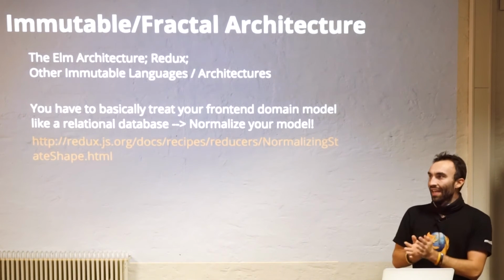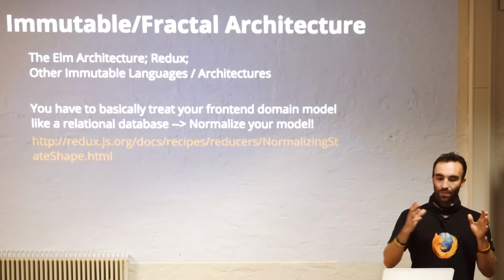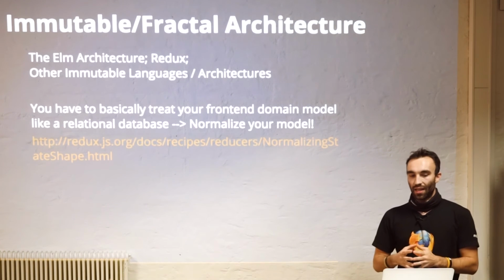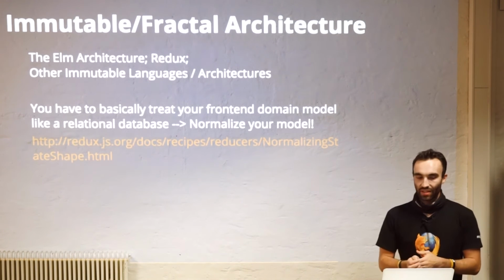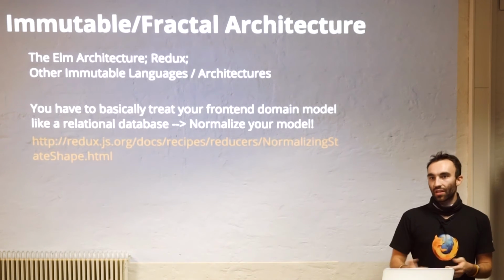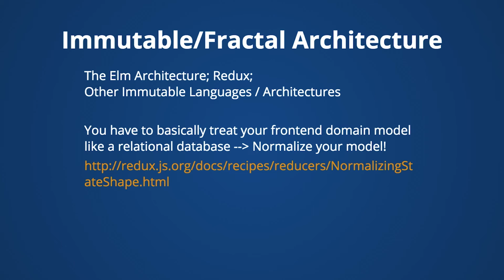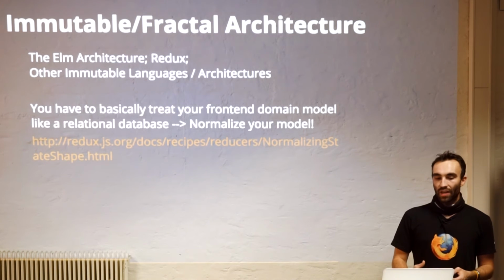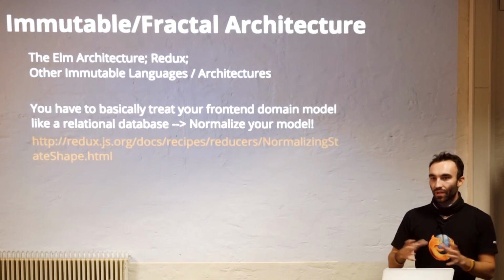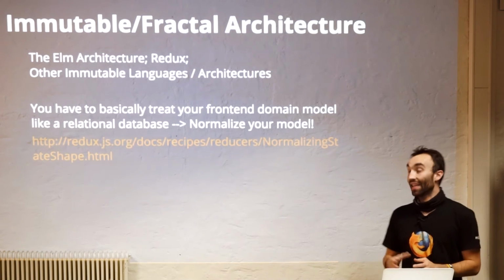So the next thing is, we have this view. Now we're going one step back again and looking at the state. And there's a lot of hype in recent times about immutable and also fractal architectures, and also functional immutable programming and so on. There are different issues with this, and one of the things I find really hard to grasp as a developer is that if you are working with an immutable architecture, you basically have to treat your domain model, the state of your application, as a database.